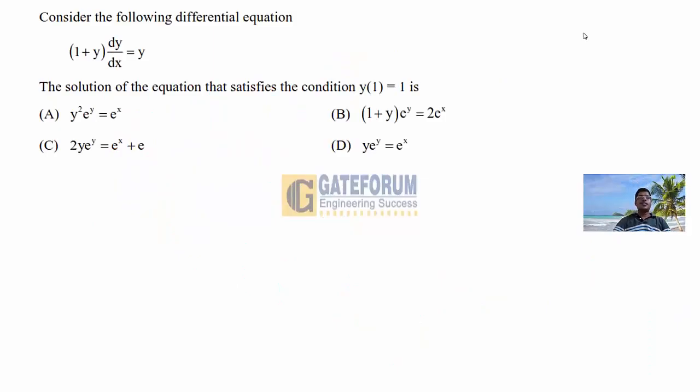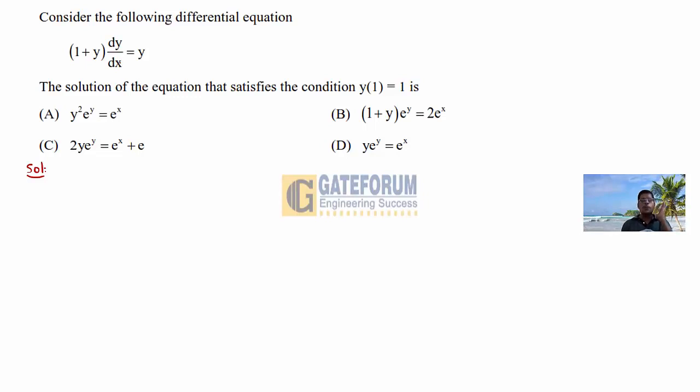The question is, consider the following differential equation: 1 plus y into dy by dx is equal to y. The solution of the equation that satisfies the condition y of 1 is equal to 1 is, with 4 options A, B, C, D given. This question is from engineering mathematics, from the topic differential equation, subtopic first order equation. The solution is: usually first order, first degree, this differential equation, dy by dx is equal to f of x comma y.